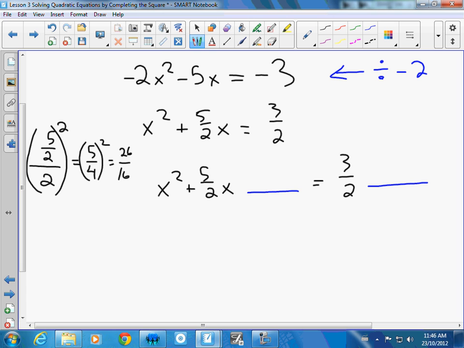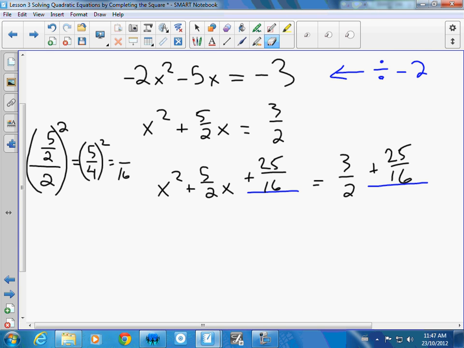Okay. So what am I adding here? Plus 25 over 16. Now, because it's on one side of the equal sign, what do we do to the other one? We do the same thing on the other side. So plus 25 over 16. Sorry, I wrote 26, didn't I? 25. Yeah.